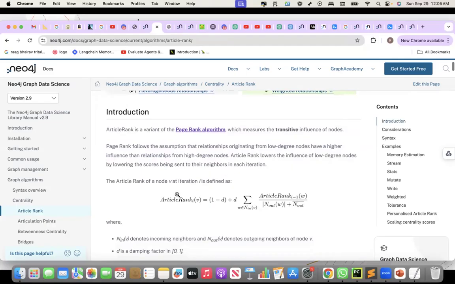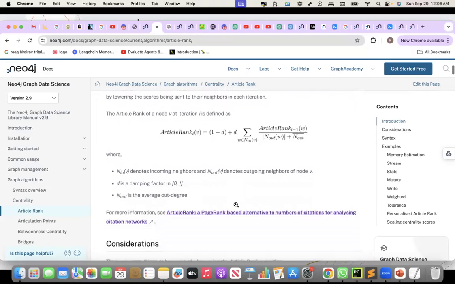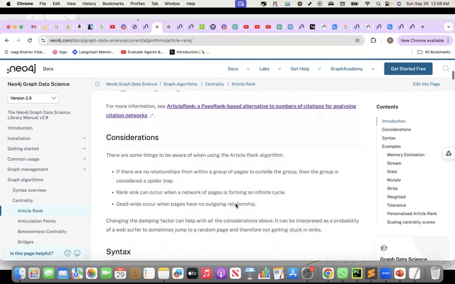And this is the formula to create the article rank. This is the damping factor. The damping factor is actually used to take care of certain scenarios in the networks, right? There are three scenarios: a spider trap, rank sink, and dead end.